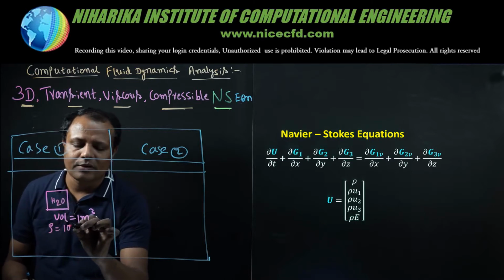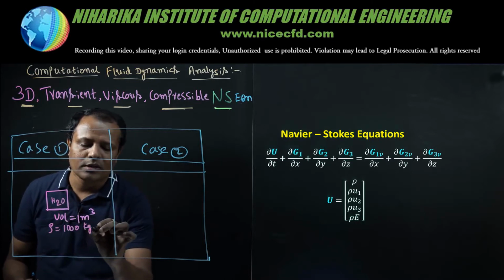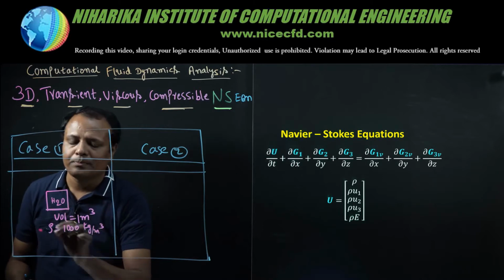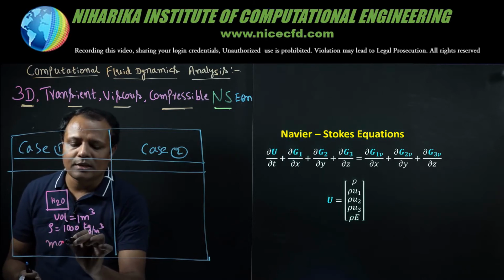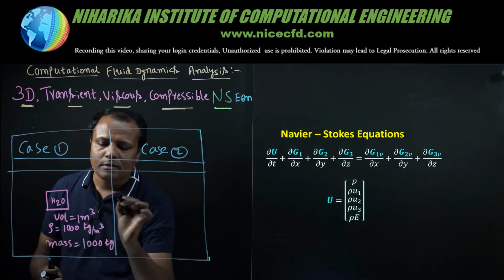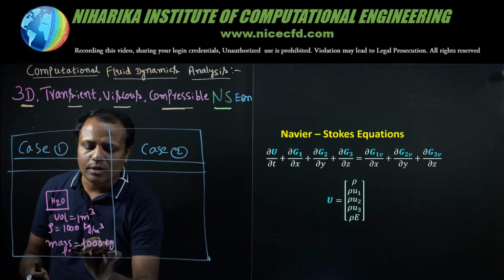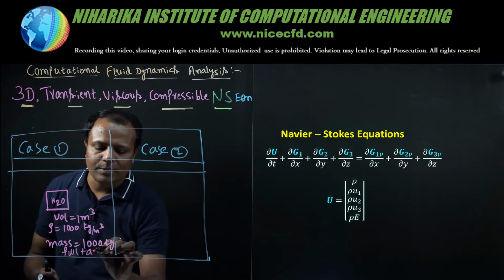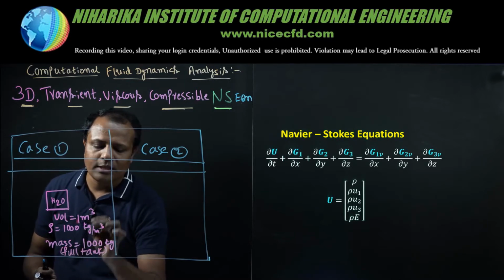What is the density of water? It is around 1000 kg per meter cube. So what is the mass of water? That is 1000 kg when the tank is full. That means the full tank capacity is 1000 kg.